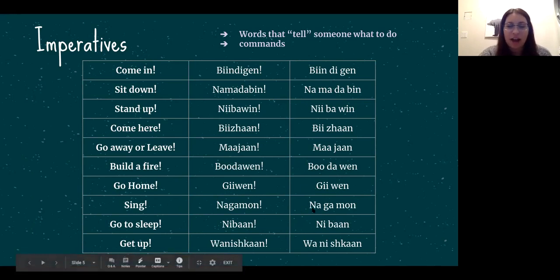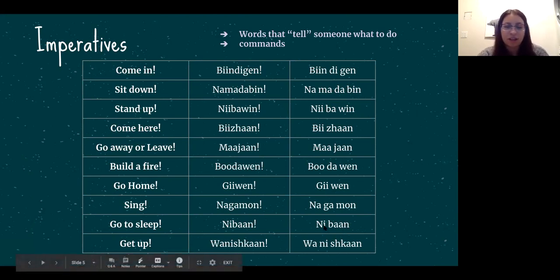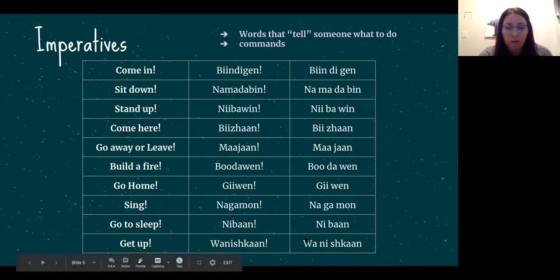If you want to tell someone to sing, you would say nagamon. Sing. If you want to tell your kids or whoever to go to sleep, you'd say neh ban. That's an IH sound because it's not a double I. Neh ban, go to sleep. If you want to tell someone to get up, you would say wanishkan. Get up.